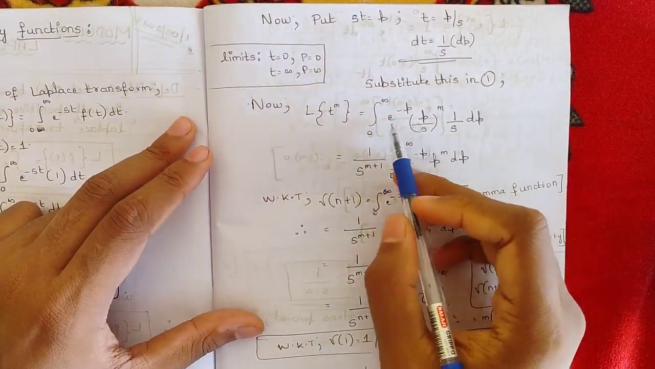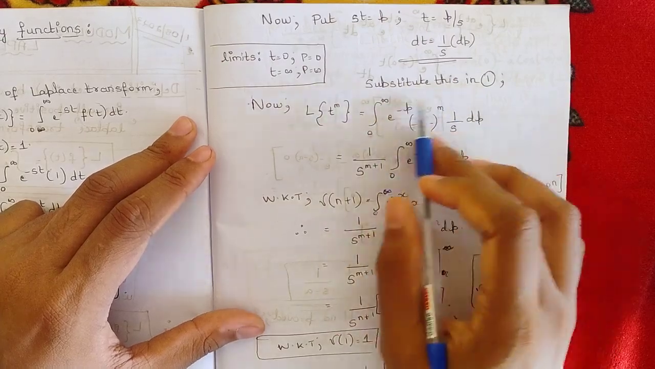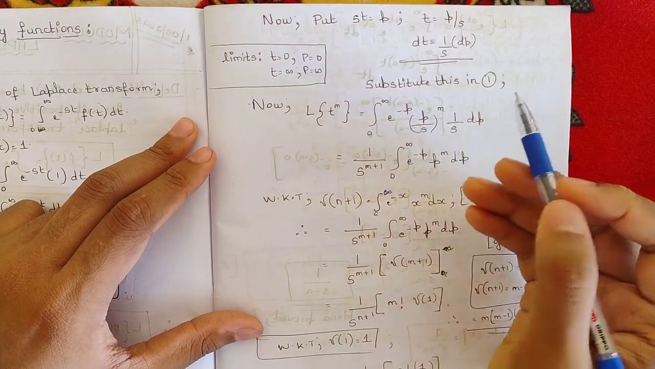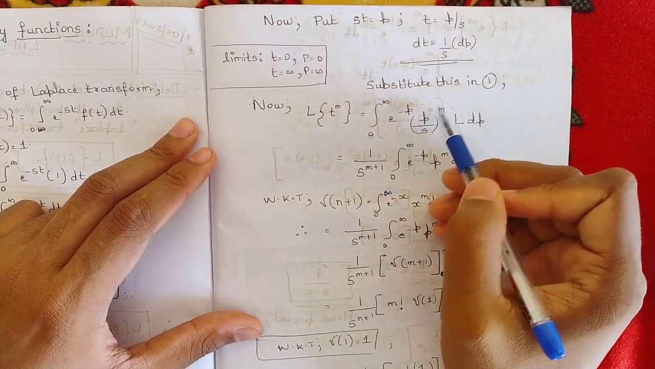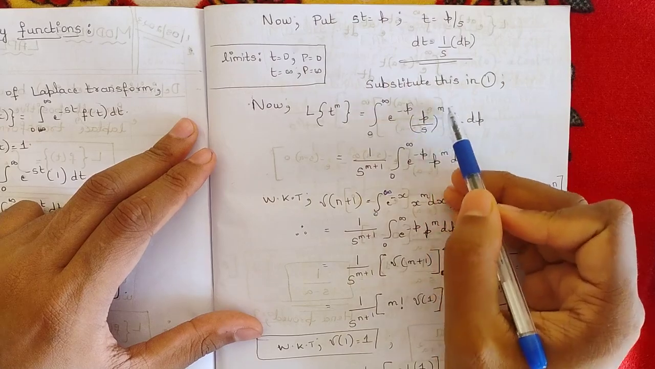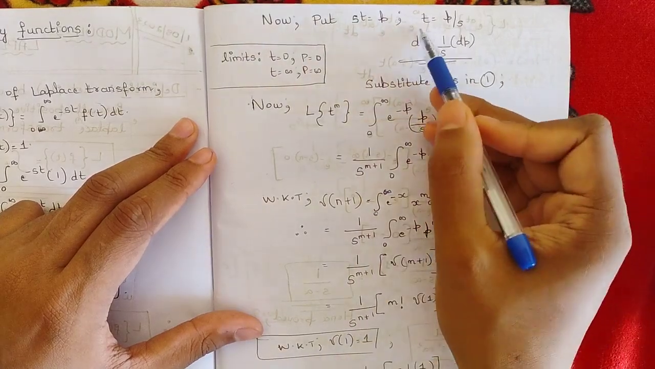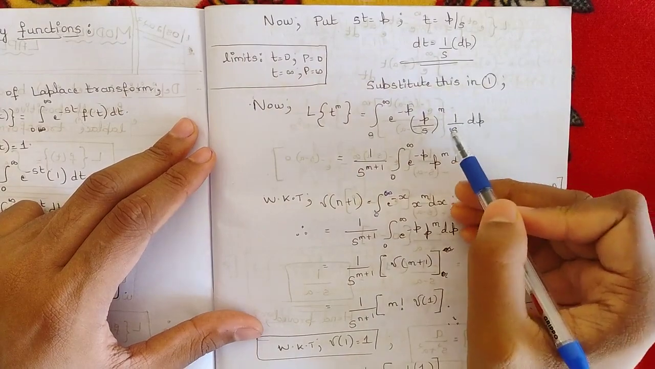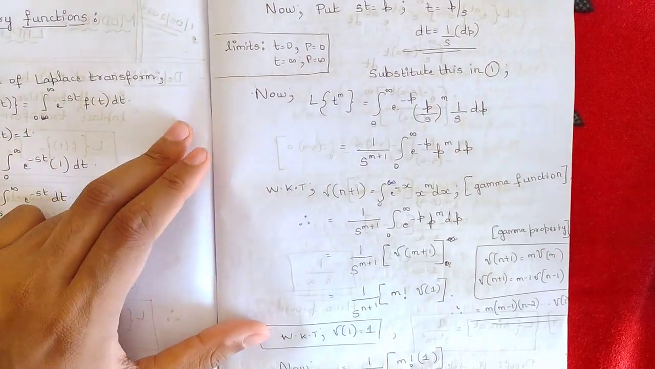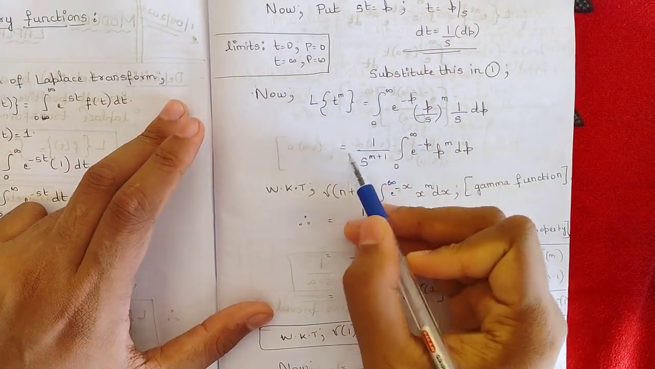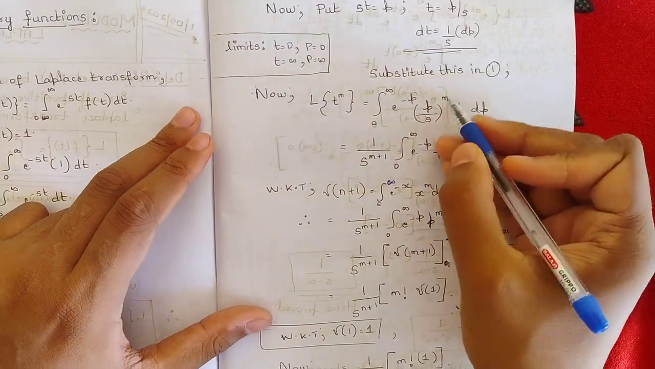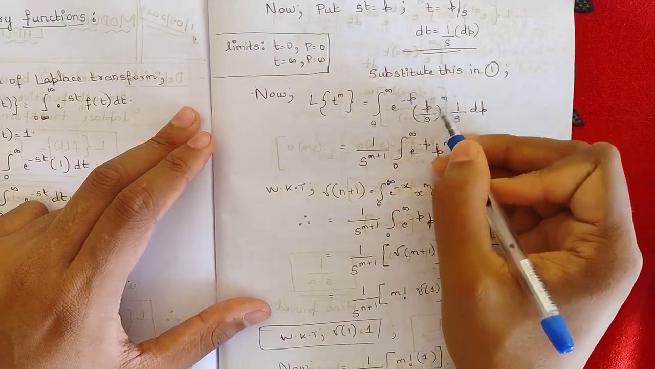Now whatever we have substituted, write it as it is: in place of st you write p. In place of t to the power n, since t is equal to p by s, we have p by s to the power n, and in place of dt we write 1 by s into dp. Now 1 by s to the power n plus 1 is common here. If you observe, this is p by s whole to the power n.